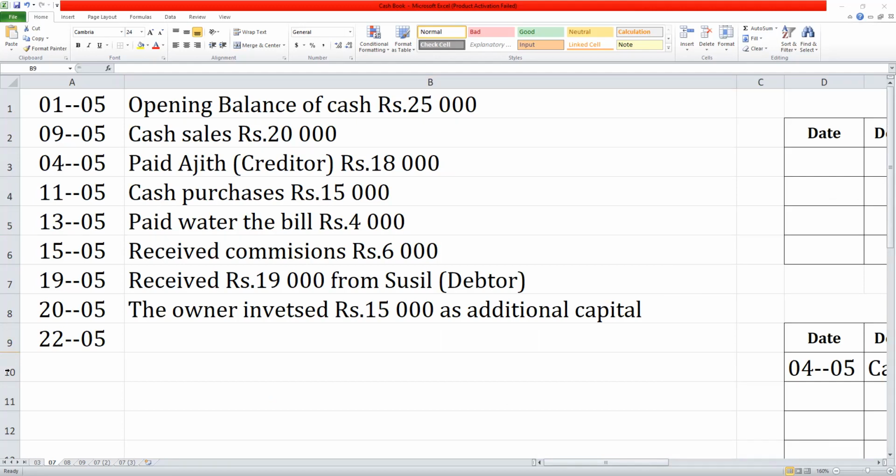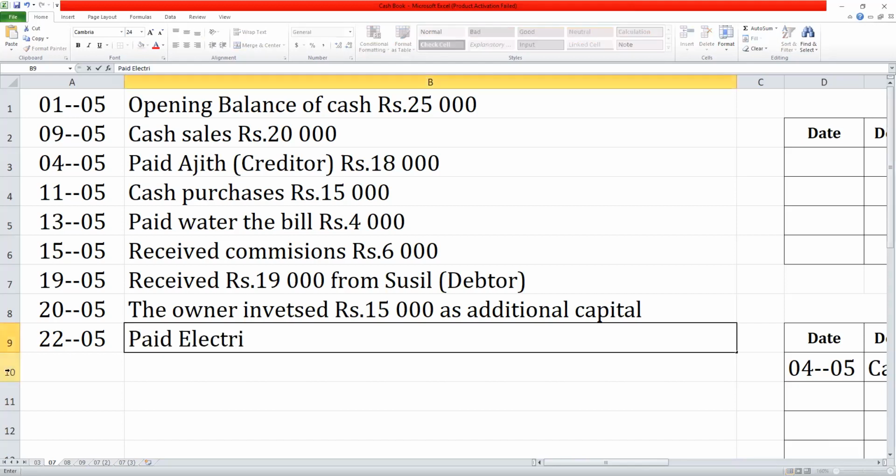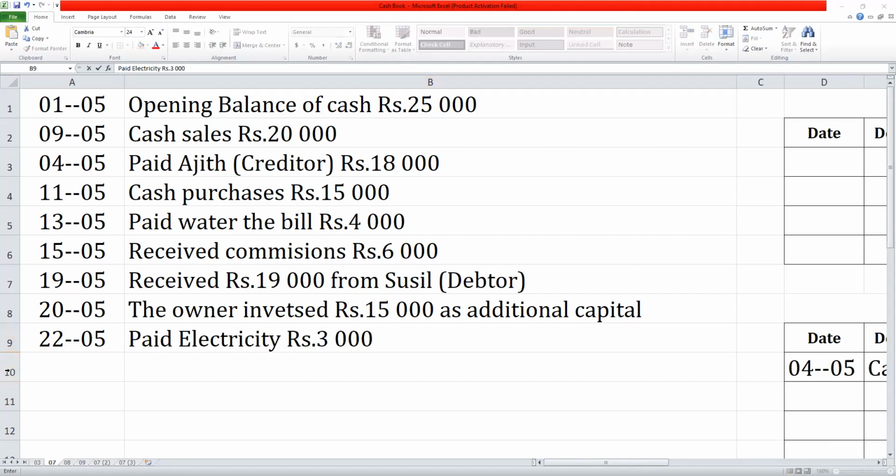Very good, very good. Right, perfect. It is paid electricity rupees 3,000. Okay, you can say paid rupees 3,000 for electricity expense, electricity bill.